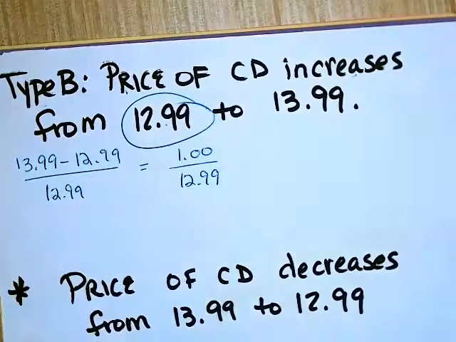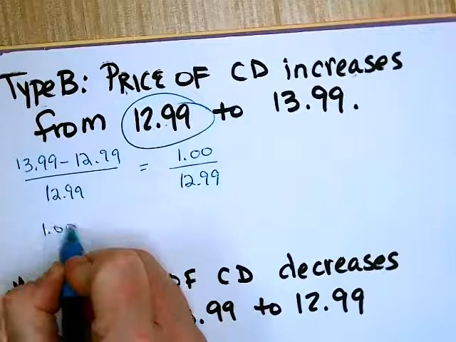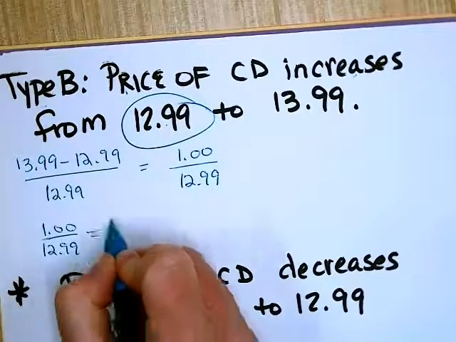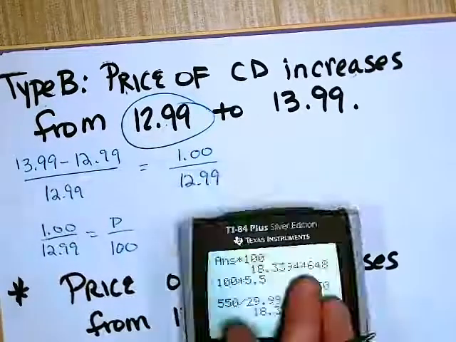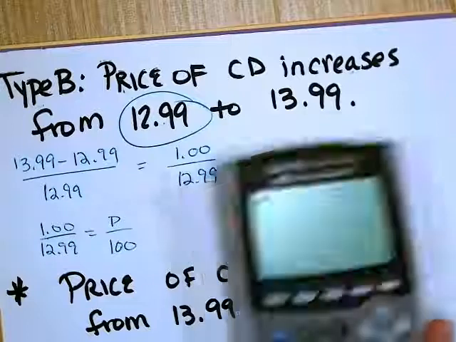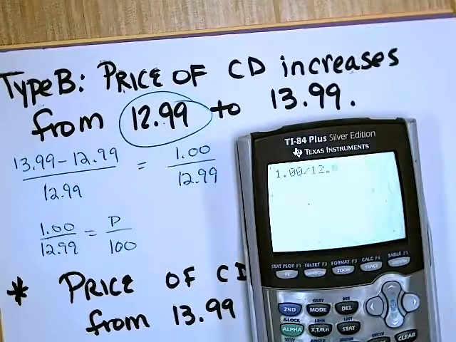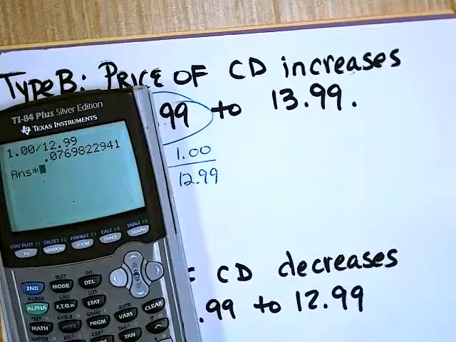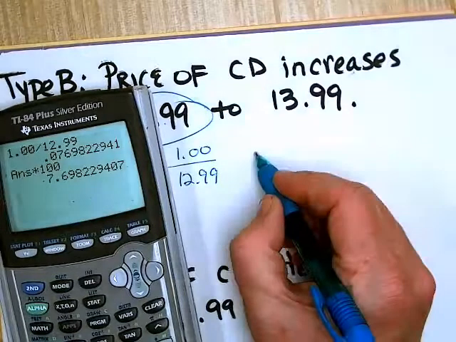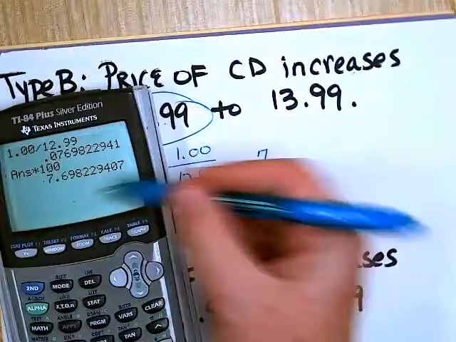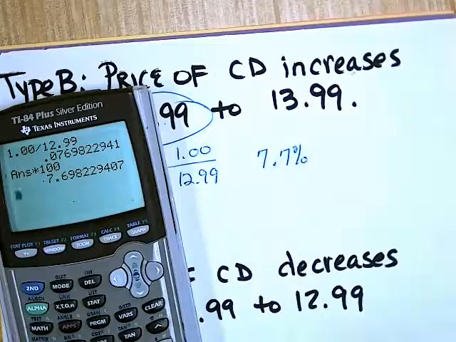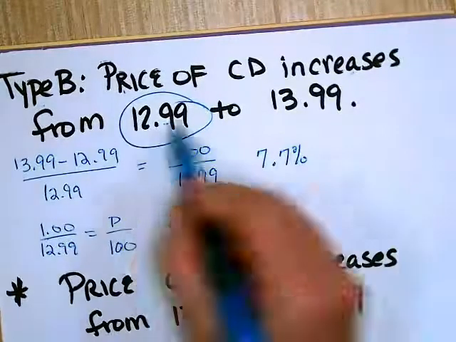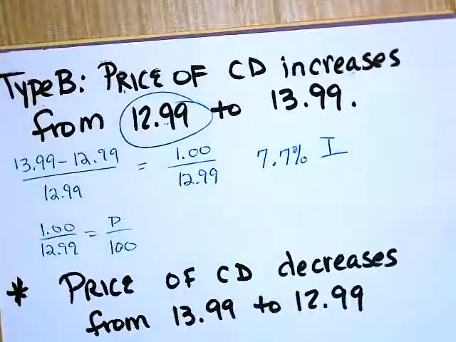Okay? Now, at this point, you can take that dollar over $12.99 and set it equal to P over 100. You can solve it that way. I'm going to divide $1 by $12.99 and then multiply by 100. And my percent change is, I'm going to round it this time to the nearest tenth, 7.7%. Was it an increase or a decrease? It went from $12.99 to $13.99. It increased.